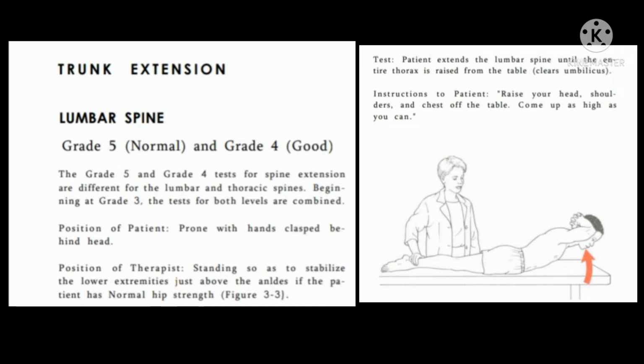Trunk extension for lumbar spine. Patient position: prone with hands clasped behind the head. Therapist position: standing, stabilizing the lower extremities just above the ankle. Test: patient extends the lumbar spine and clears the umbilicus from the table. Instruction to the patient: raise your head, shoulder and chest off the table. Come up as high as you can.